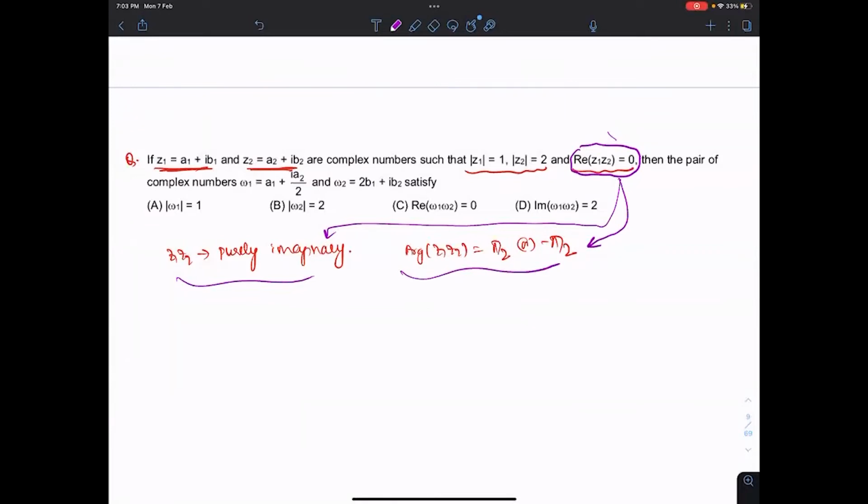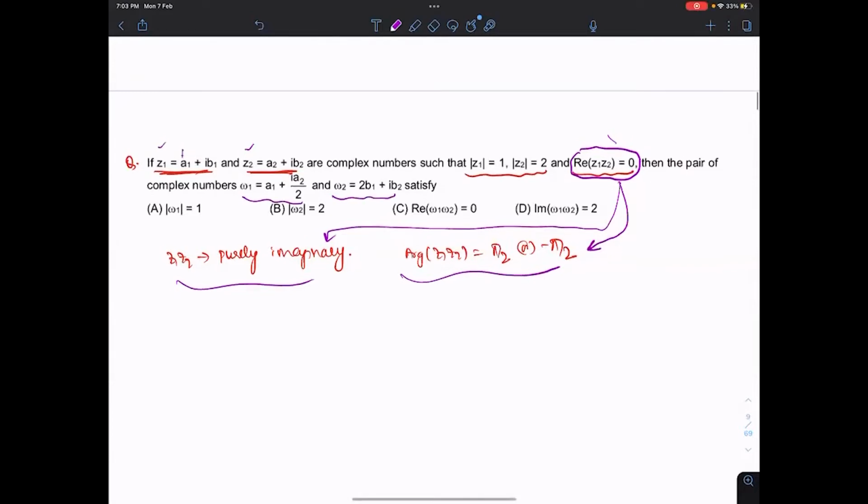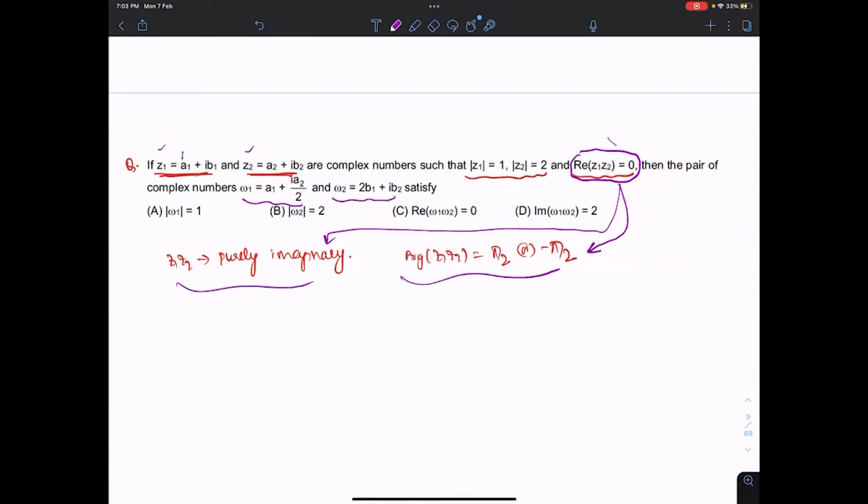Then the pair of complex numbers. They have given some information about Z1, Z2. They have used whatever A1, A2 are there and made new complex numbers, omega 1, omega 2. They are asking some questions on that one. Let us see how to solve this one. So argument of Z1 Z2 is nothing but theta 1 plus theta 2. So let us take pi by 2. It can be minus pi by 2 also. One of them you have to take, no? Let's take pi by 2.